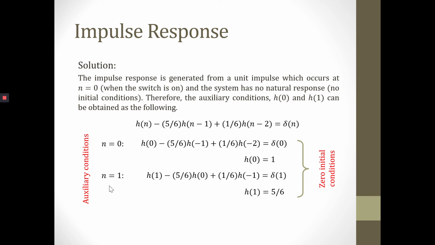So we repeat for n equal to 1. We plug n equal to 1 into this equation, with the initial conditions h[-1] equal to 0, h[0] equal to 1 as determined previously, and for the impulse signal, n equal to 1 is also equal to 1. So we can determine h[1] equal to 5/6.